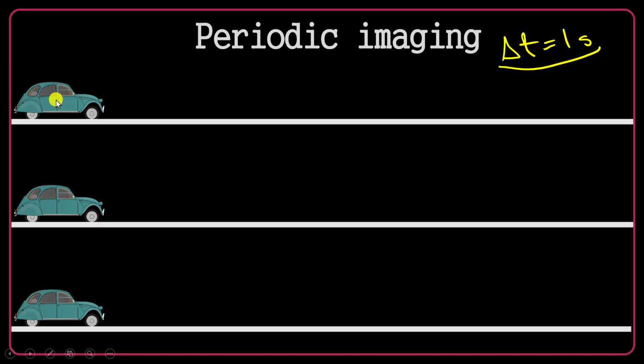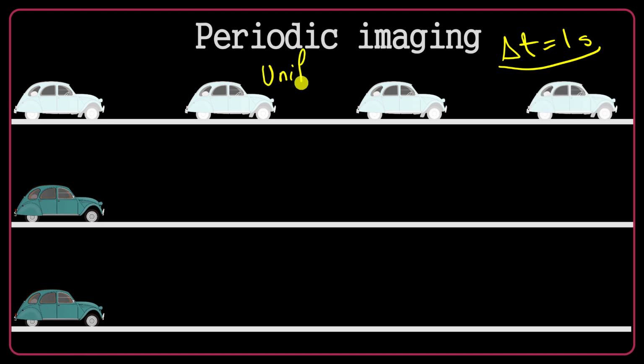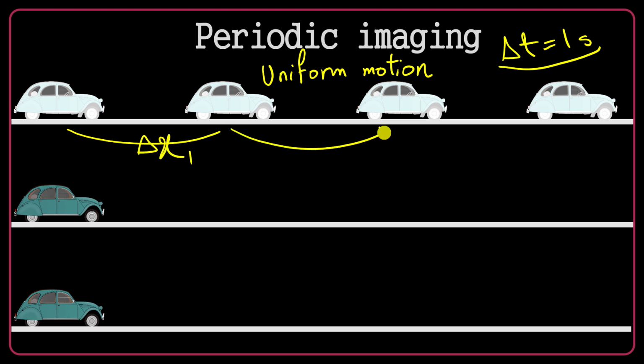Look at this car. It starts from here and goes to the right at constant speed. Constant speed is called uniform motion. In uniform motion, we expect equal delta x in equal delta t. So delta x1, delta x2, and delta x3 will have equal values, as the delta t is the same for all, 1 second. In uniform motion, the speed keeps a constant value.